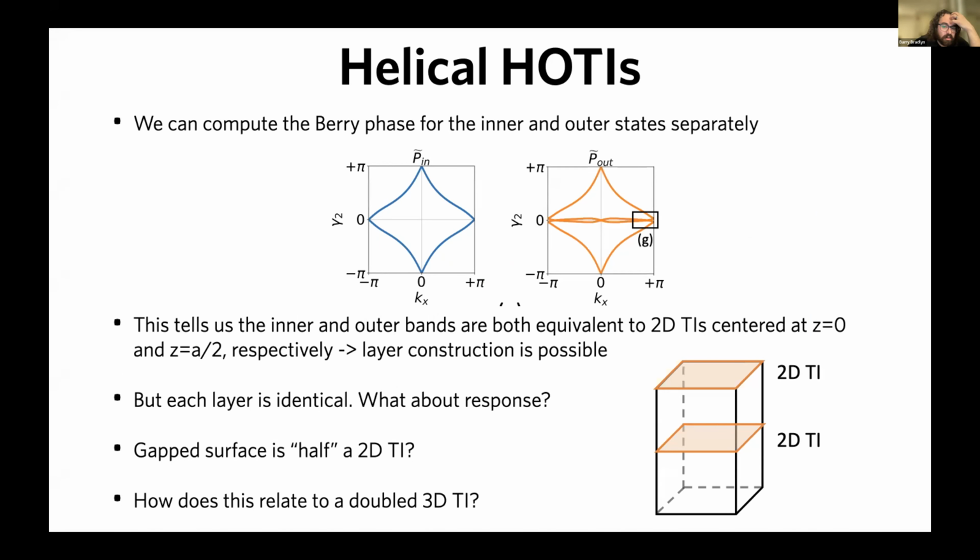So how do I get a response? How do I learn the bulk response from a picture like this? And also, what if I try and repeat the construction I did for a finite slab for this helical halide? I would want to say that the gapped surface of a helical halide is in some way half of a 2D TI, like the gapped surface of an axion insulator was half of a Chern insulator. But I don't really know what this means.